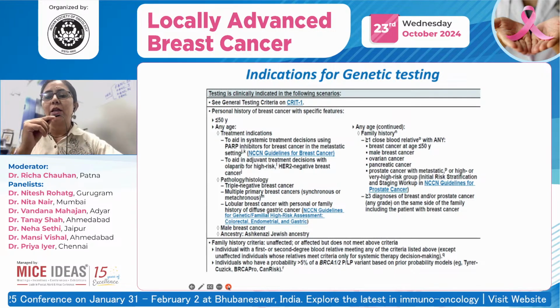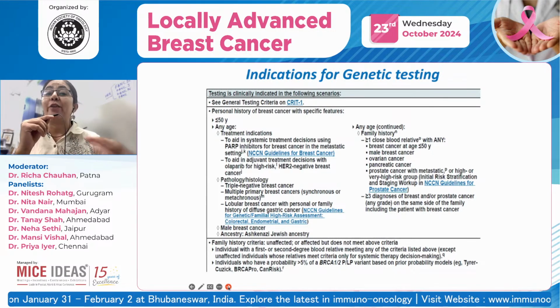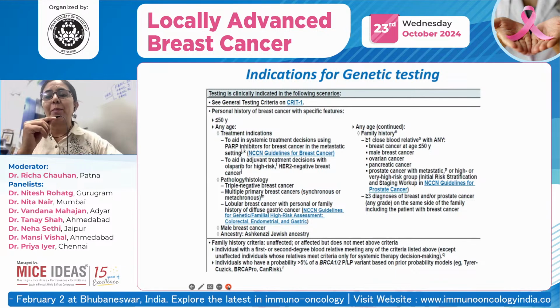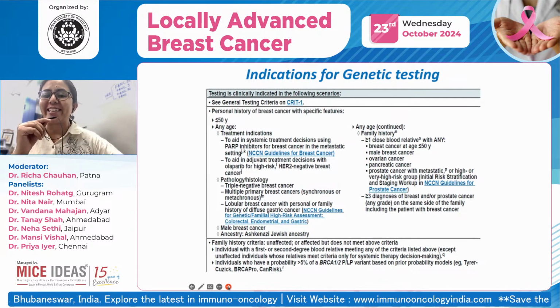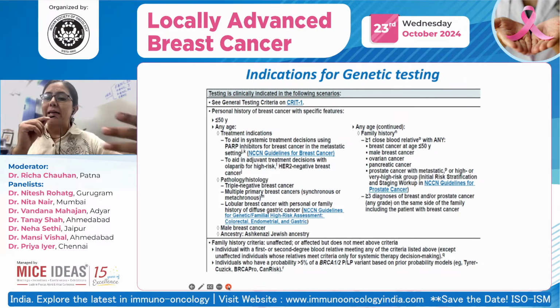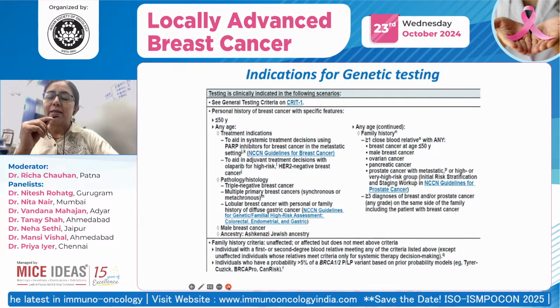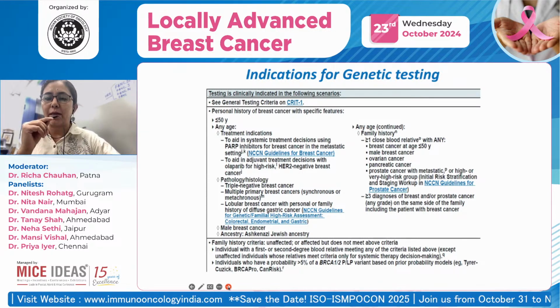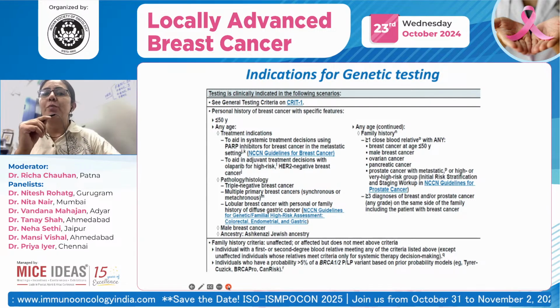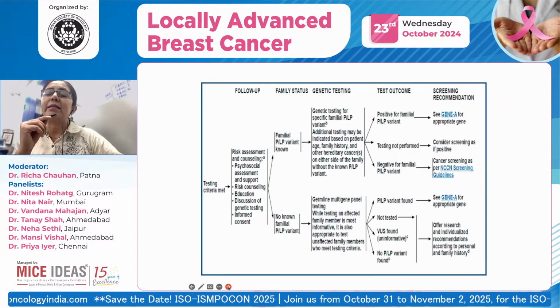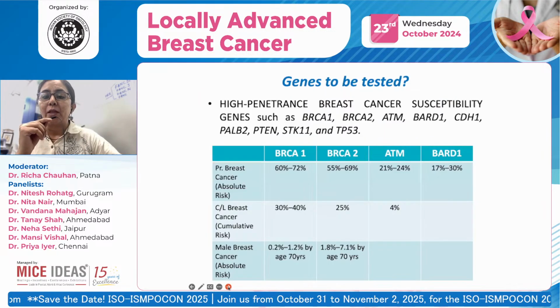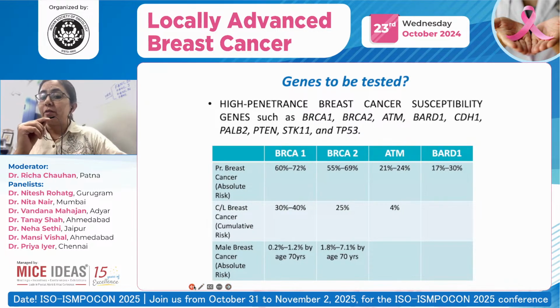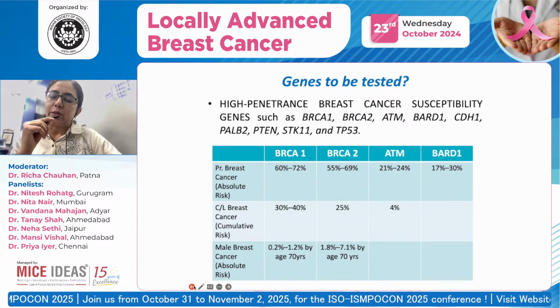Or, if the patient doesn't want genetic counseling and you want to directly recommend a genetic test, that also can be done. But any patient less than 50 years of age with breast cancer should be offered genetic testing, be it with or without genetic counseling.